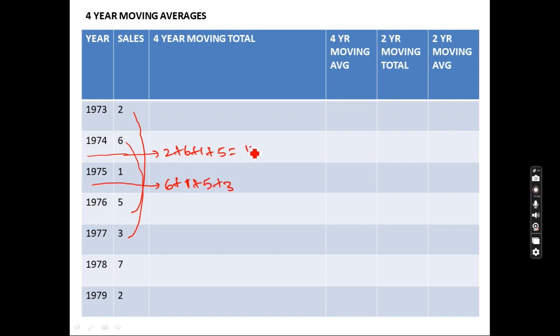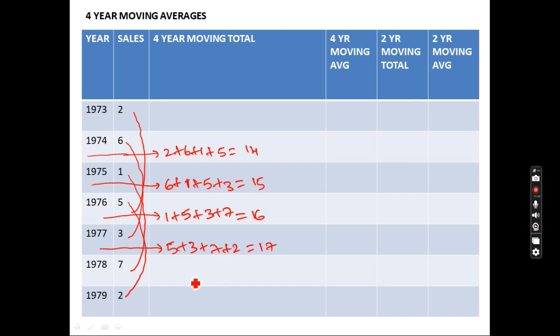So the first total you will get is 14 and the next will be 15, and the next 4 values we have to write. Where we write, the middle we have to write here. So what do we write here? 1 plus 5 plus 3 plus 7. So this will become 16. So leave 1 year and add the next 4 values, and I write it in the center. So here 5 plus 3 plus 7 plus 2. So this will be 17. So put a dash here and a dash here.